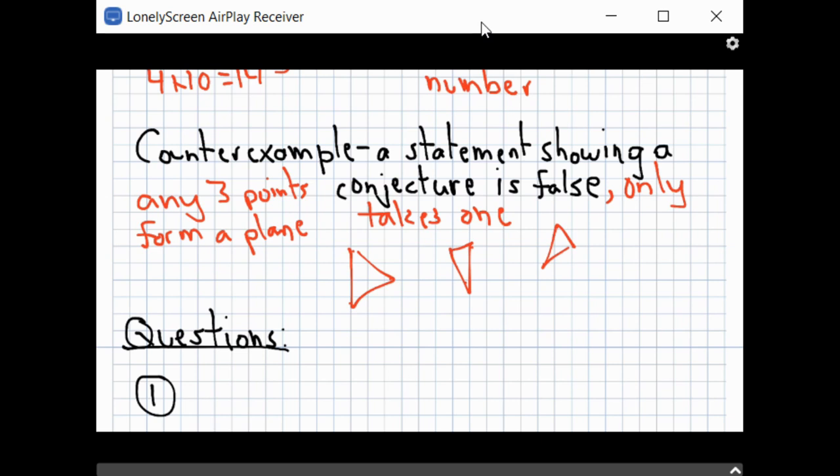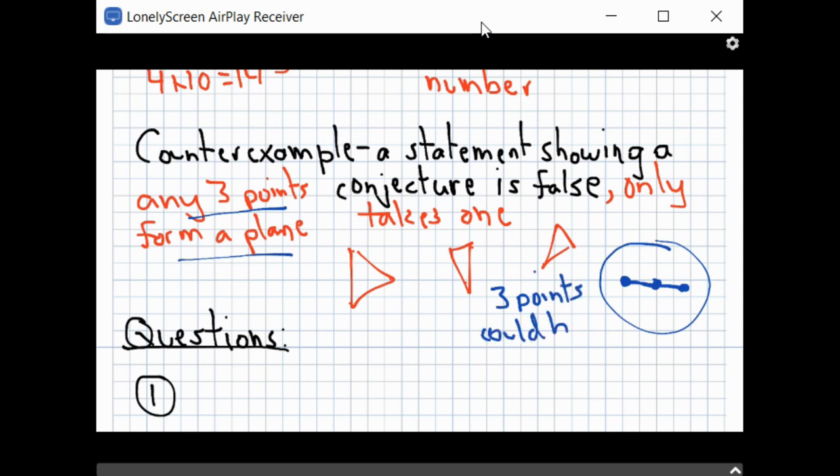But there is a counterexample, or a lot of times an exception to what seems to be a rule, and that is, what if I do this and I put 3 points in a perfect line? Or in other words, if I have 3 collinear points, that is not a plane, that is a line. And so that would be a counterexample to this conjecture here, proving it false by giving an example of 3 points. I could write it out: 3 points could be collinear.